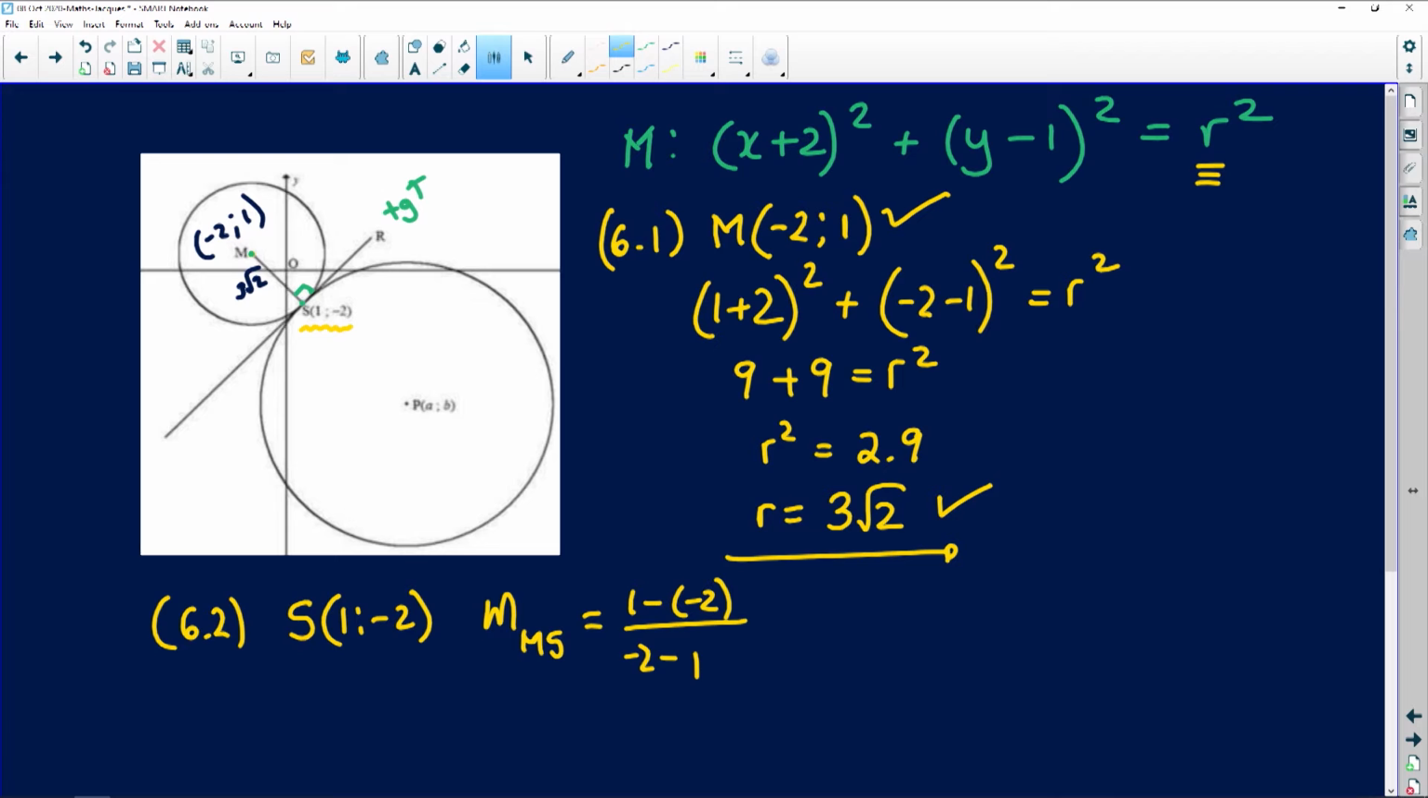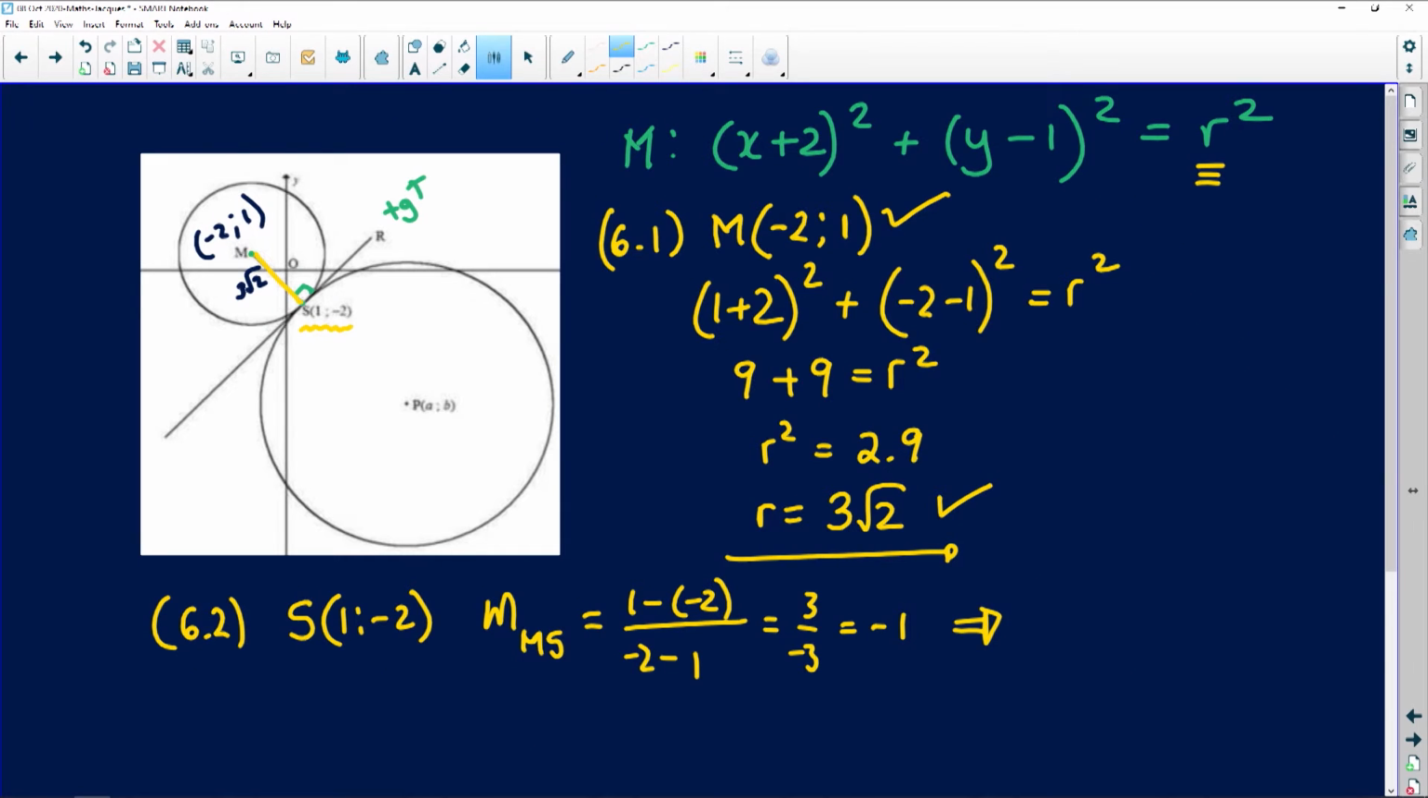So I started at M, go to S, so I must do that for y and for x. So here I get 3 over minus 3, and that, let's just see, this is plus 3 over minus 3, and that makes it minus 1. Now that's the gradient of this radius on our diagram.